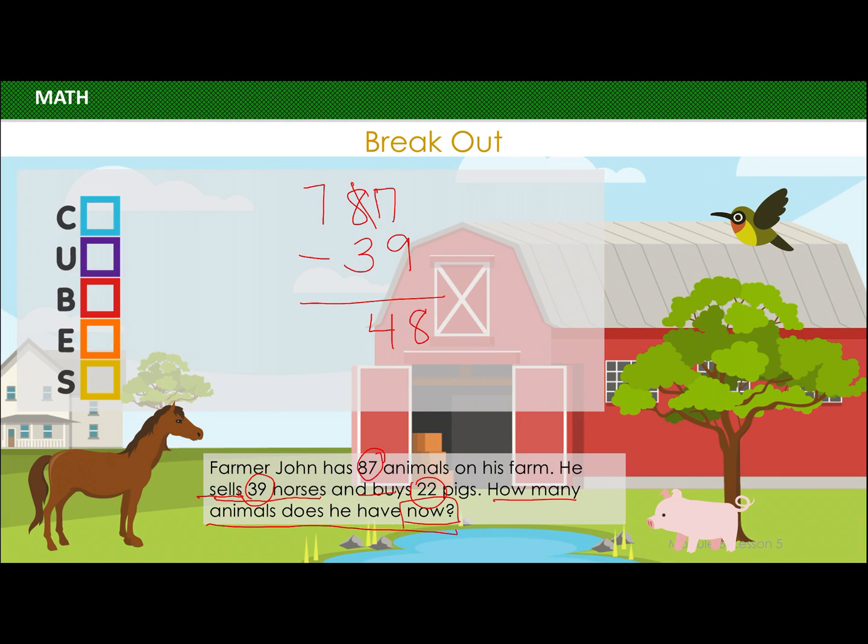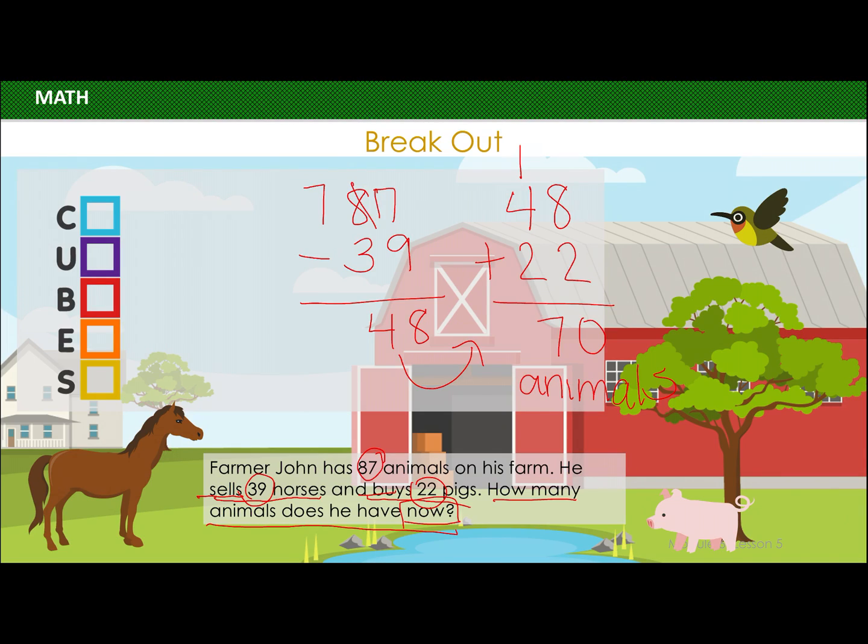So after I sold 39 of my horses, Farmer John then bought 22 pigs, which means he added 22 pigs onto his farm. So I'm now adding 22 pigs to my 48 animals that I had on my farm. So I do 8 plus 2, which is 10. Put the 0, carry over the 1 to my 10s. 4 plus 2 is 6, plus 1 more is 7. So my answer is 70 animals I now have on my farm.